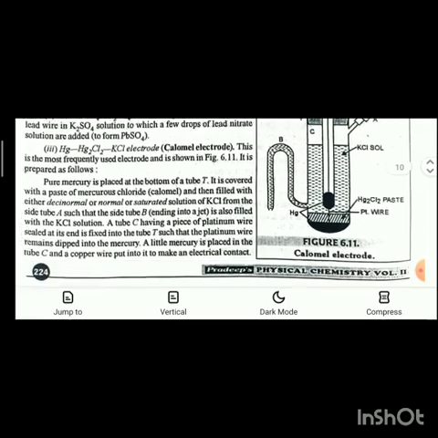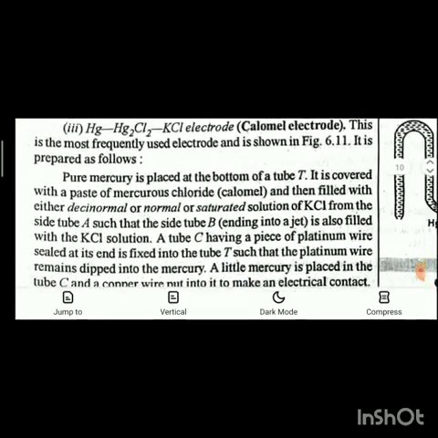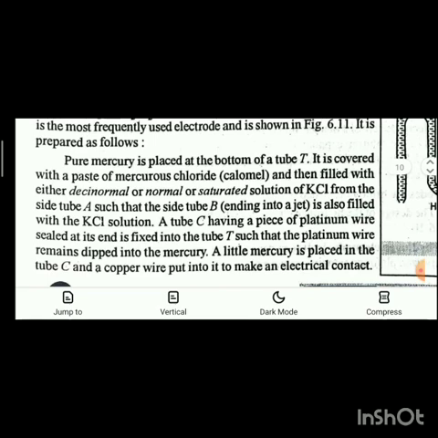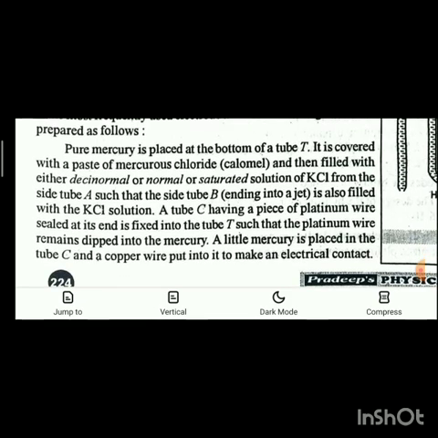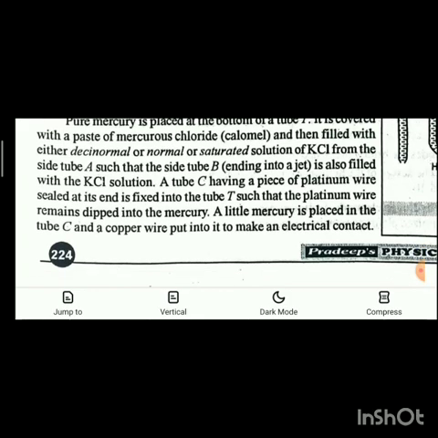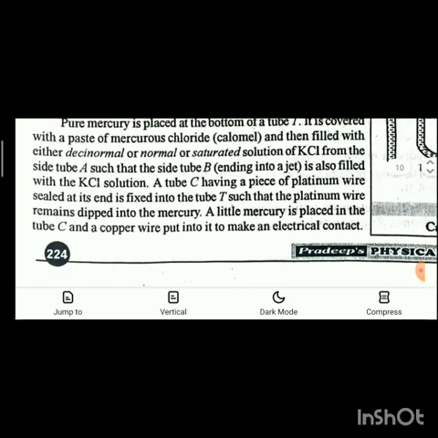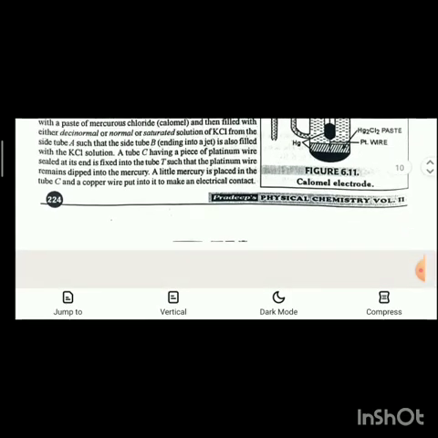It is prepared as follows. Pure mercury is placed at the bottom of a tube T. It is covered with a paste of mercurous chloride, calomel, and then filled with either decinormal, normal or saturated solution of KCl from the side tube A, such that the side tube B ending into a jet is also filled with the KCl solution. A tube C having a piece of platinum wire sealed at its end is fixed into the tube T such that the platinum wire remains dipped into the mercury. A little mercury is placed in tube C and a copper wire put into it to make an electrical contact.